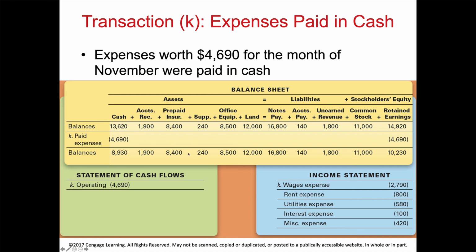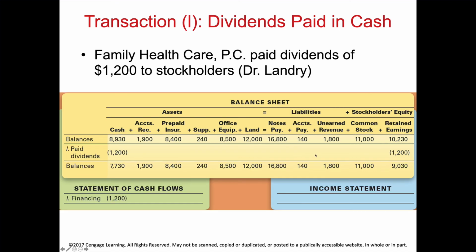And then here we have a whole bunch of other expenses, wages, etc., just like in the last chapter. Those added up to $4,690, which shows up on the cash flow as an operating cash flow and reduces retained earnings. And then finally, at the end of the month, she paid herself. She paid herself $1,200 in dividends. If this were a sole proprietorship, it would have been an owner's withdrawal. But she paid those out of retained earnings. And that gets us through the end of the month.